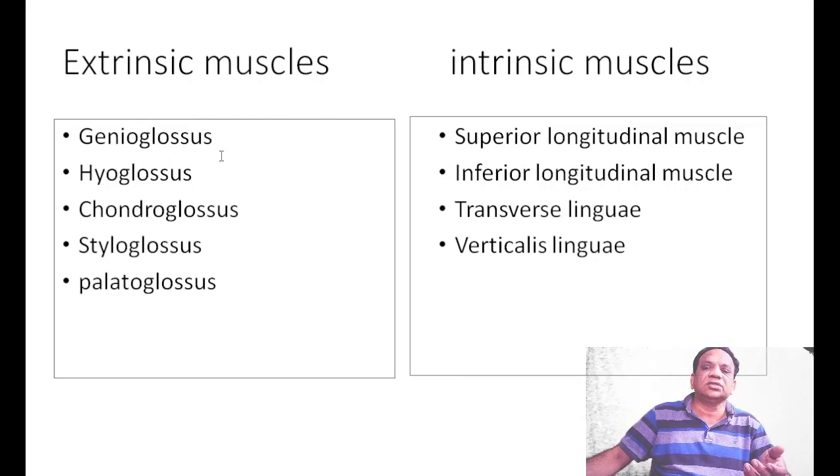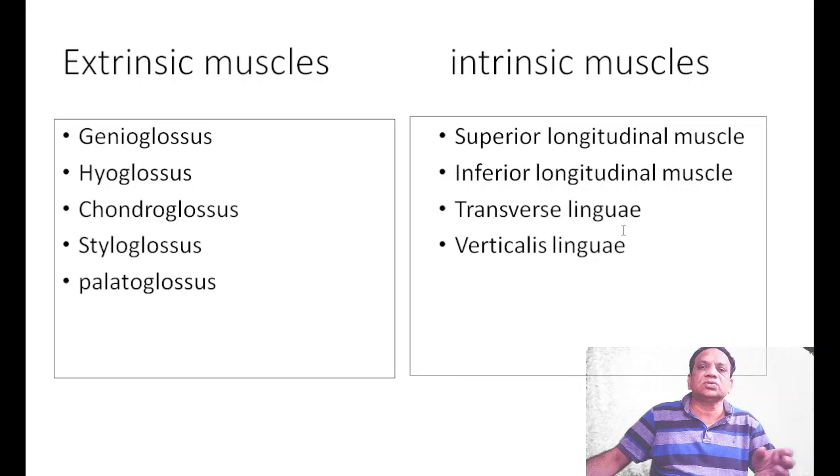The genioglossus, the genio denotes the mandible, so they are coming from the mandible. Hyoglossus from the hyoid bone. Chondroglossus again from the hyoid bone. Styloglossus from the styloid process, and palatoglossus from the soft palate. So they start from some other part and end in the glossus, that is the tongue. That's why they are named extrinsic muscles. And the intrinsic muscles are born within the tongue, and they end also within the tongue.